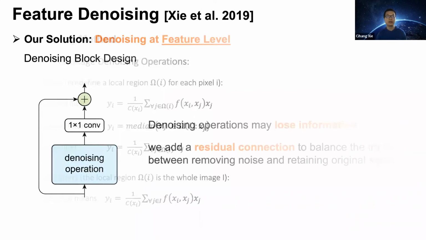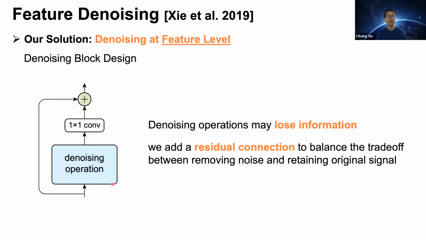Directly inserting these filters into the intermediate layers of the network can degrade network performance. It is mainly because the denoising operation may lose information. Just imagine that you apply a median filter to your image or to your feature map. This basically will remove a lot of information, right? Because a median filter just lets the median value pass through as the output, while throwing out all other information. So to prevent this information loss, we add a residual connection here, basically to balance the trade-off between this path of removing the noise and this path of retaining the original signal. And we add a one-by-one convolution here. Basically, it serves as a way to automatically learn the balance between these two paths.